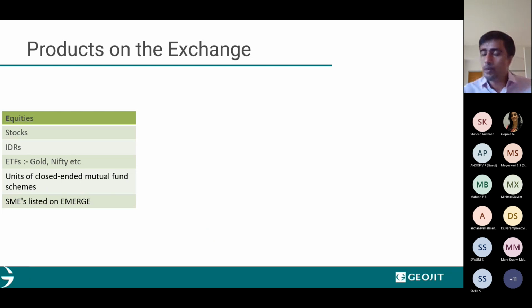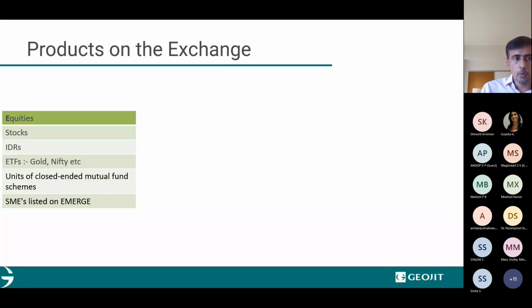Now we will come to the main section. We are almost ready to enter the market now. Before that, let us see what are the products that are available in the exchanges. We have the equities, we have the stocks, we have the IDRs. Then we have the ETF. We have closed-ended mutual fund schemes which are listed in the exchanges. Then we have the SMEs listed on the Emerge platform.